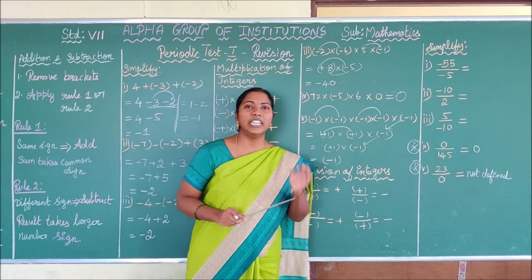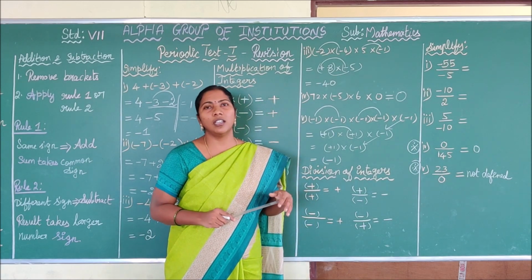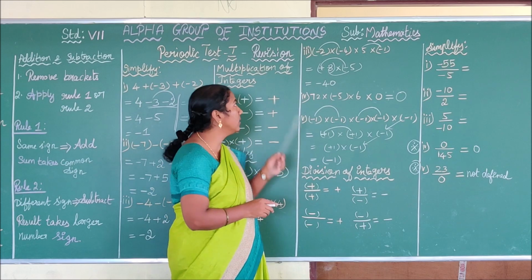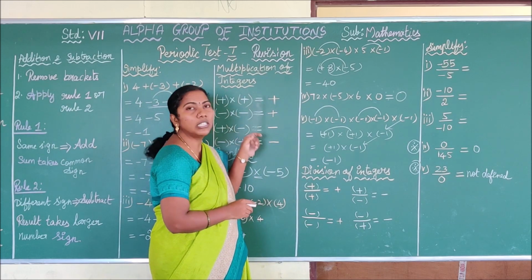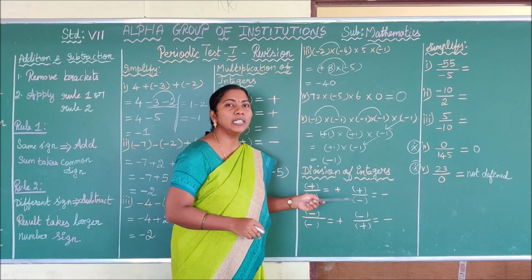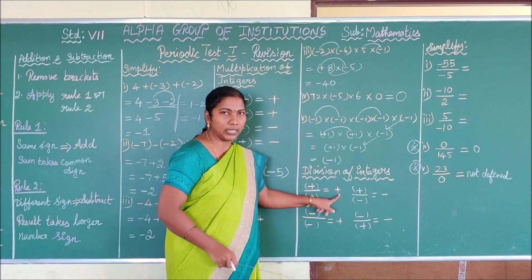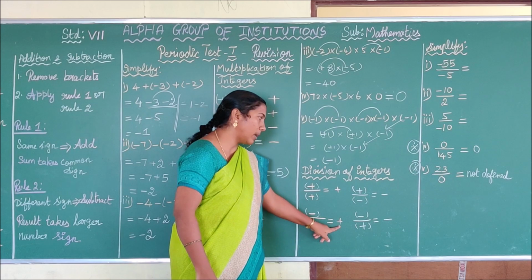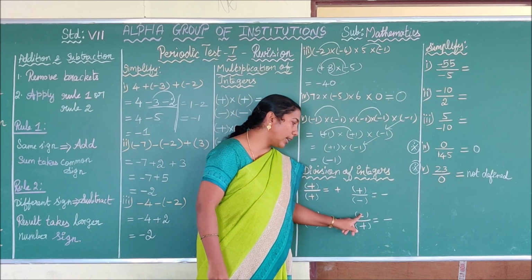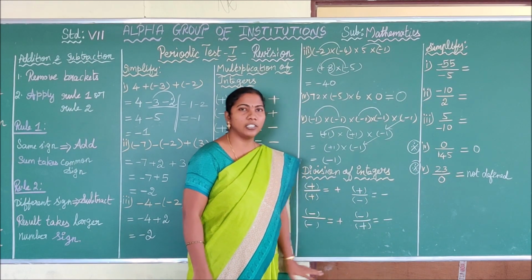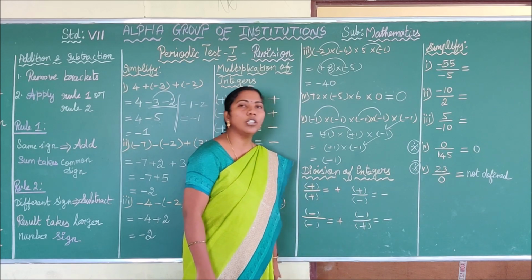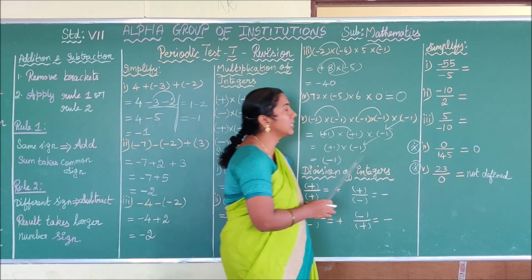Next we are going to see division of integers. What are the rules for division of integers? As per the multiplication rules, here also same symbol means plus, different symbol means minus. See here, plus by plus, plus. Minus by minus, plus. Plus by minus, minus. Minus by plus, minus. Okay, is it clear, children? These are the things you have to remember. Okay, next we are going to see the sum.